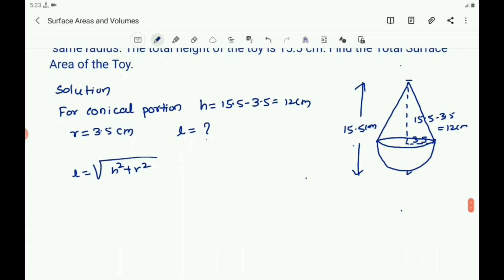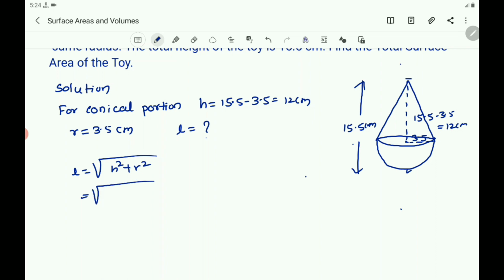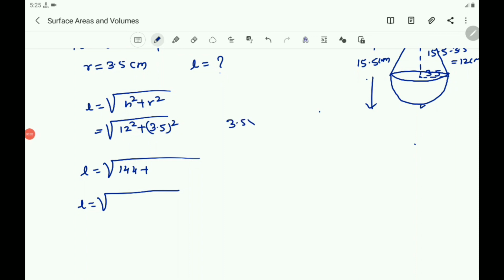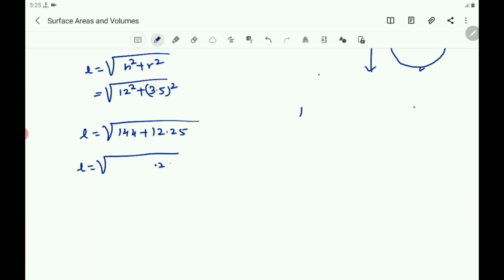Then L equals square root of h square plus r square, where h is 12 square plus 3.5 whole square. 12 square is 144 plus 3.5 into 3.5, which is 12.25. The sum of these two is 156.25.